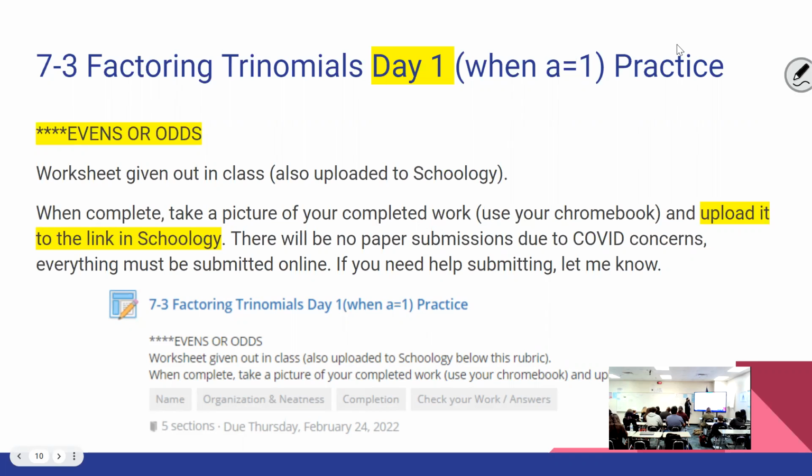I'm hoping that after today's lesson, you can honestly just go home and finish that practice, because I'll give you a little time tomorrow, but we're going to keep moving right along. This seems to be a quick and easy lesson, so you should be able to do your whole homework sheet, but I'm only going to have you do the evens or odds.